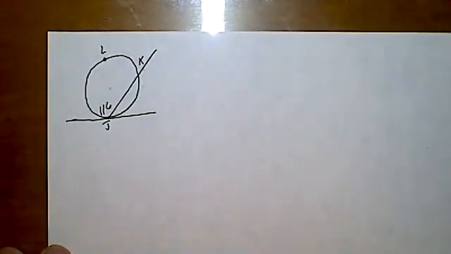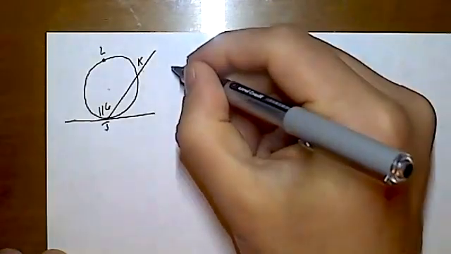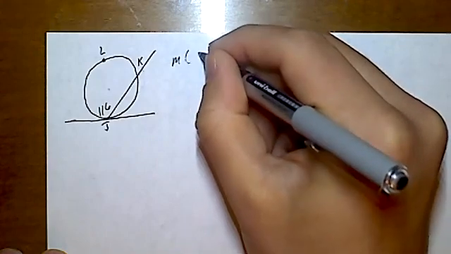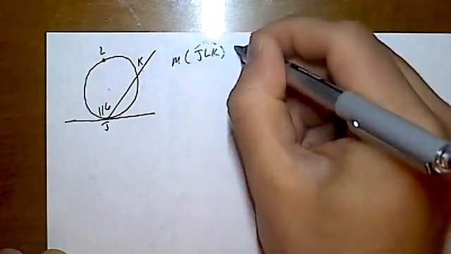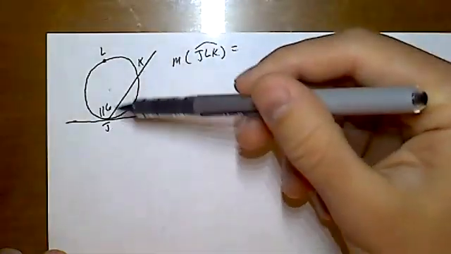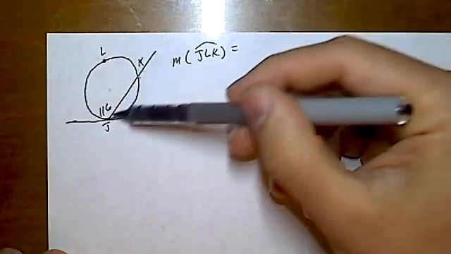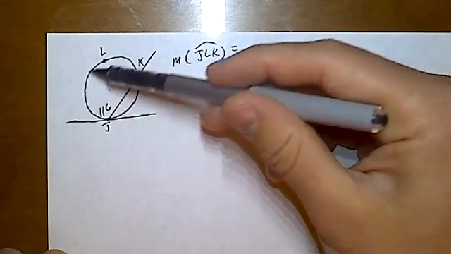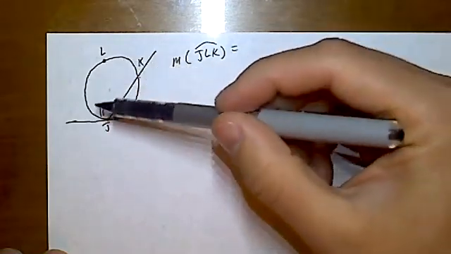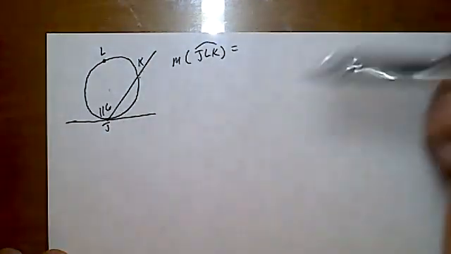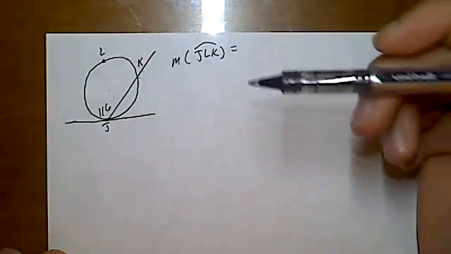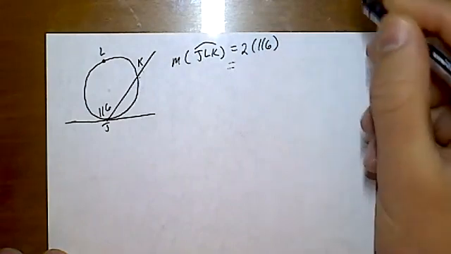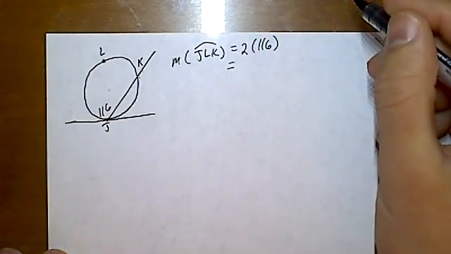All right, so first question here, what's the measure of arc JLK? That's looking at the angle here, which is 116. Going around the circle, is it going to measure bigger or smaller than 116? It's going to be bigger. It's going to be 2 times that. So 2 times 116, 232.